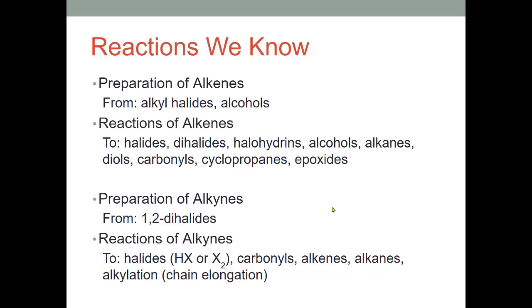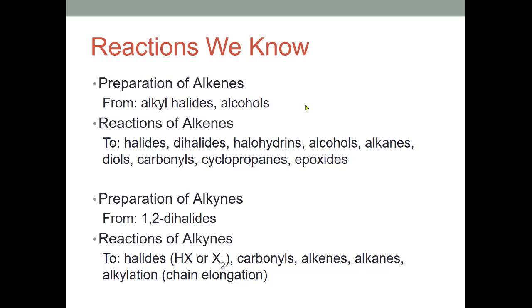So these reactions that we know, we can make alkenes and react them. These are Chapter 8 things. We talked about how we can make an alkene by base treatment of an alkyl halide or acid treatment of an alcohol. We can react those alkenes in several different ways using halogens, so adding HX or X2 or X2 and water.